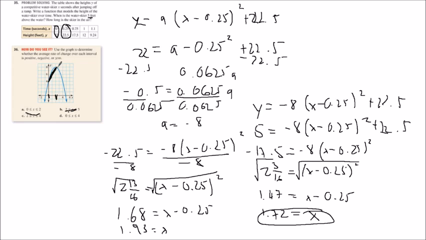From 2 to 5, positive, negative, or 0? It is very negative right there. From 2 to 4, negative as well. And from 0 to 4, 0 is right there, and 4 is right there. So it's a 0. There's no rate of change. It looks like it's going up and down, but it's actually a 0 rate of change.